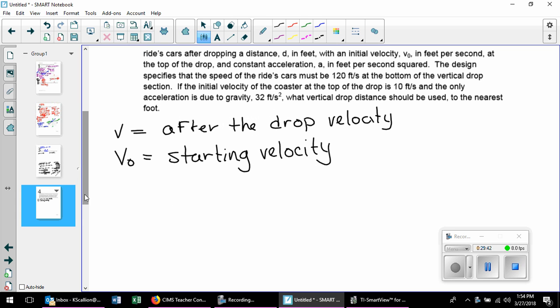Acceleration is a constant, it's gravity. 9.81 meters per second squared, but this is giving it to us in feet, so it did the conversion for us. Isn't that nice? That's what gravity is on Earth. That's a constant, that's a known. You're expected to know that in physics class. It will always be given in math questions. And D is the distance of the drop.